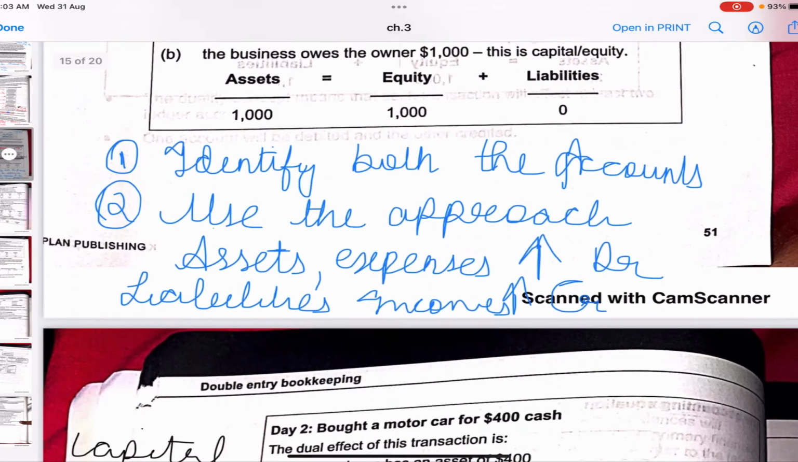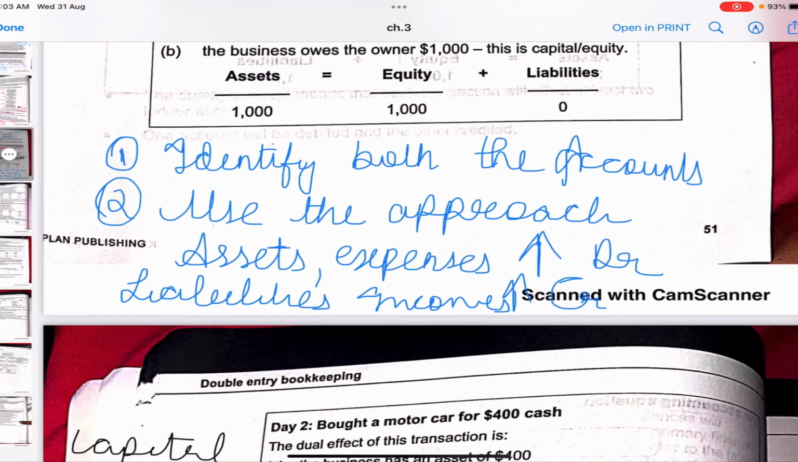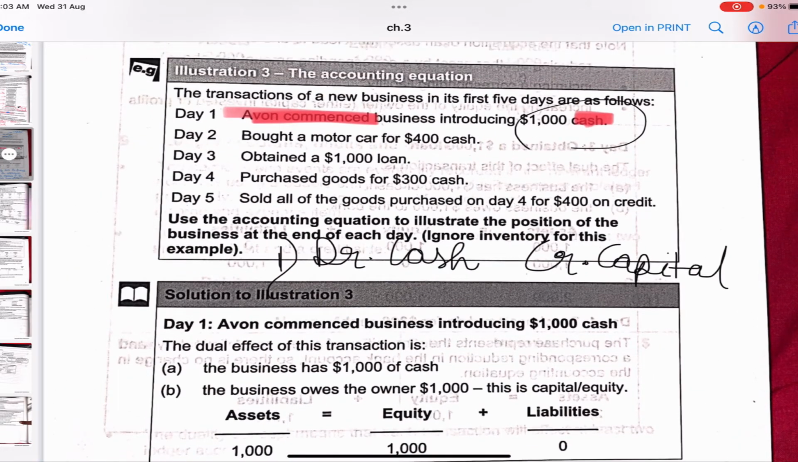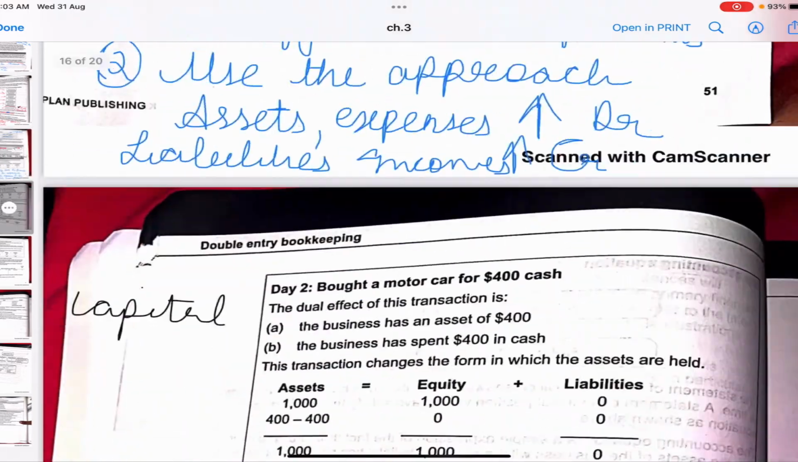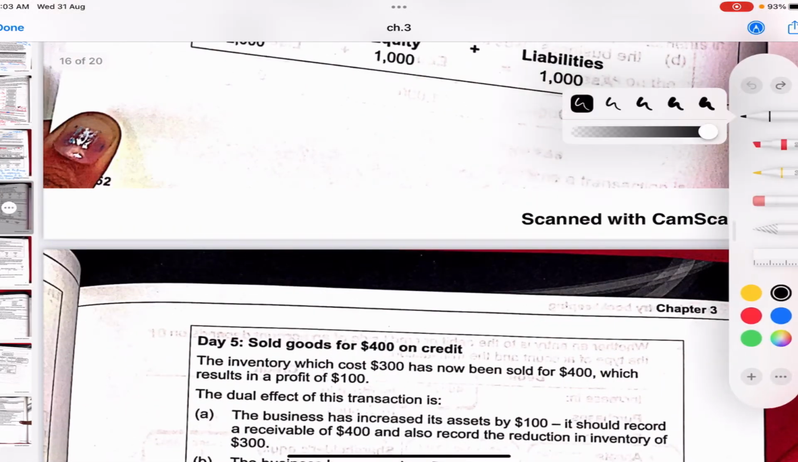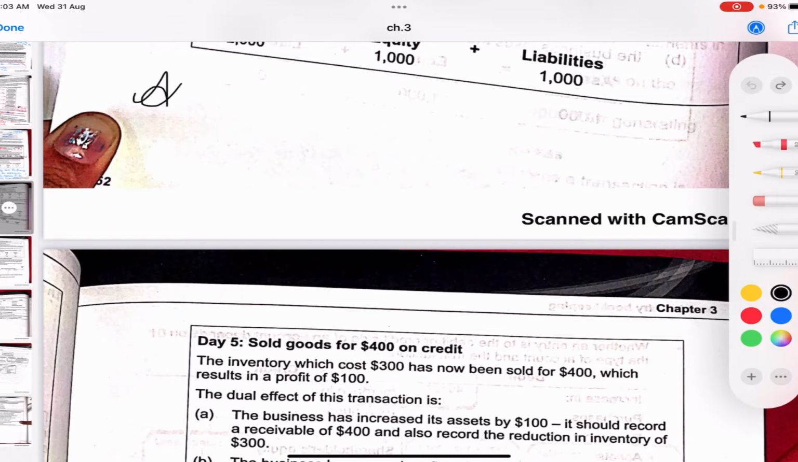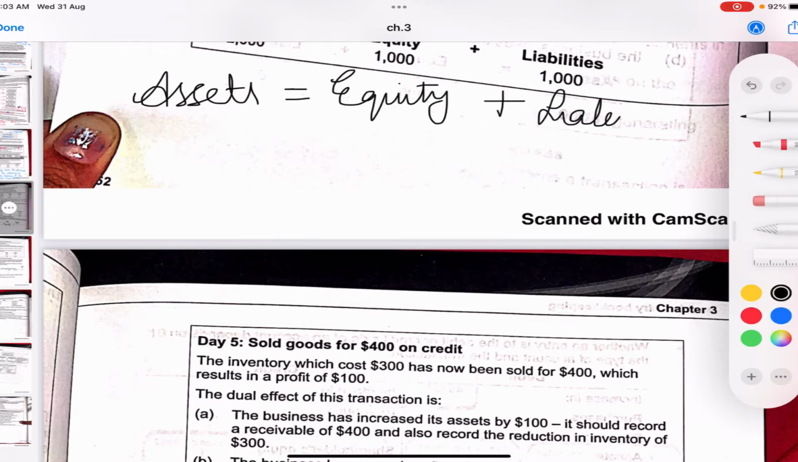Now let's come back to our question. The first one is Avon commenced business introducing $1000 cash. So now tell me how it is. If Avon is starting the business with cash, what should that mean? 1000, right? Now let's write the answers over here, and I want you to try to do it yourself. This is a formula which we have seen: assets is equal to capital plus liability, or equity plus liability. Equity is nothing but capital, right? Now read the question again.